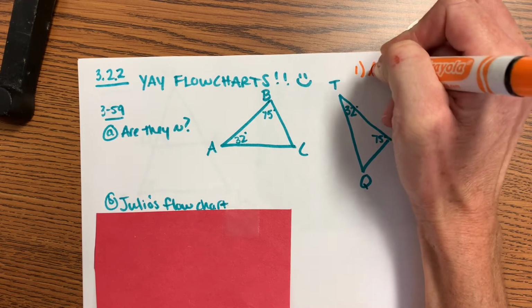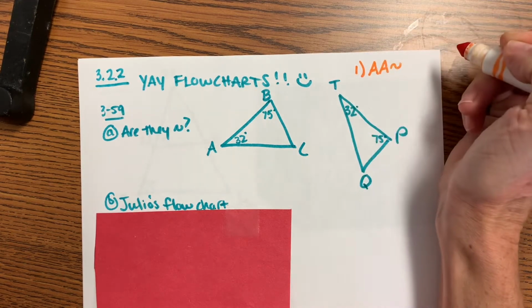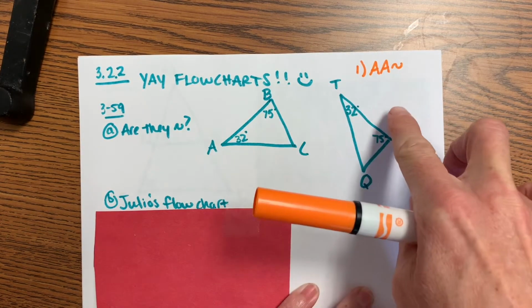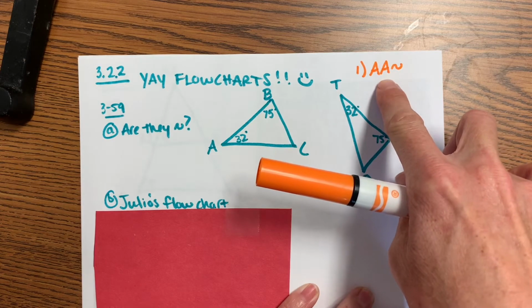The first is angle-angle similarity. That means if you have 2 congruent angles in the triangles that are given, you know that they're instantly similar.